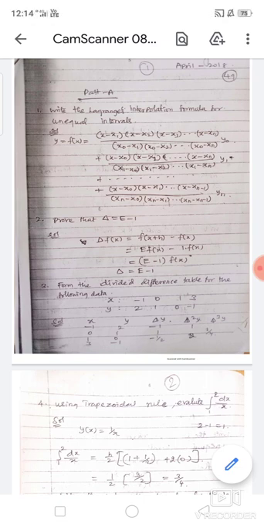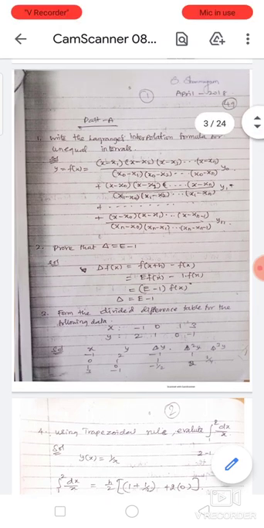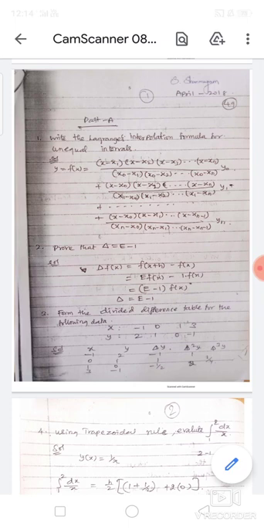We know very well this formula is y equal to f of x: (x minus x1)(x minus x2)(x minus x3) up to so on (x minus xn) divided by (x0 minus x1)(x0 minus x2) up to so on (x0 minus xn) into y0. This is the Lagrange's interpolation formula for unequal intervals.